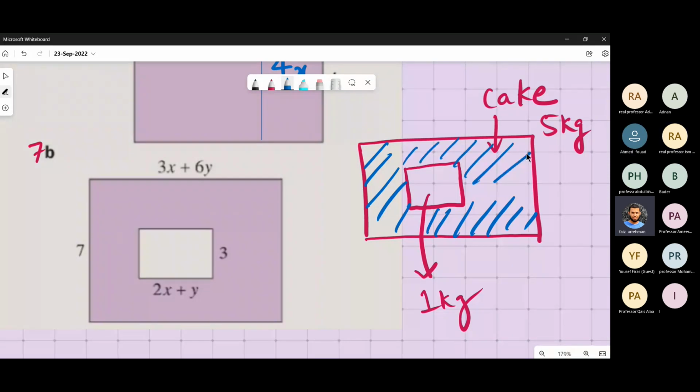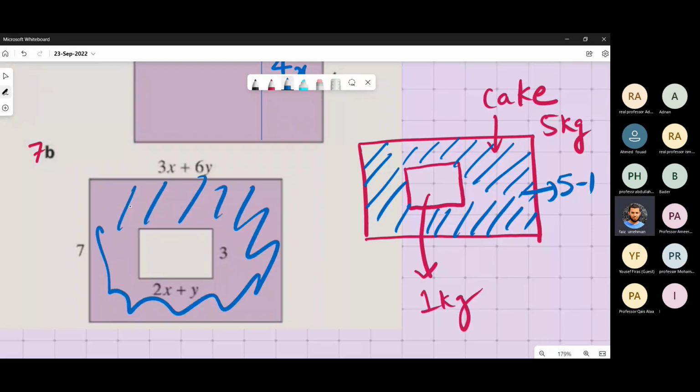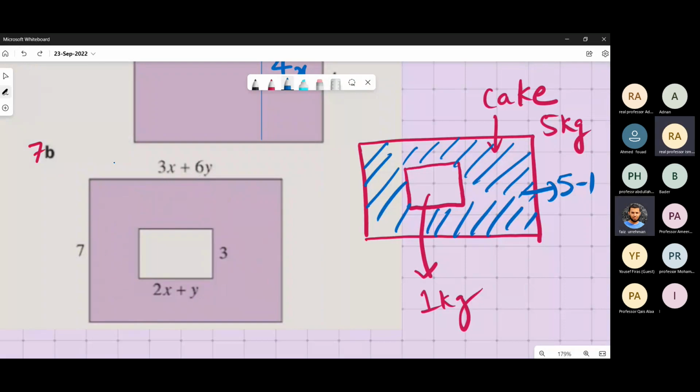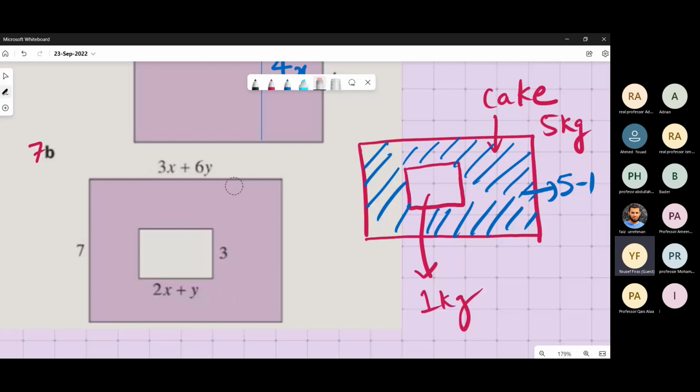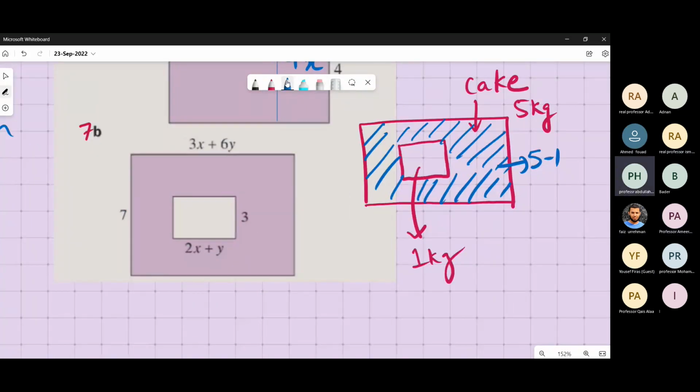So what will be the weight of this remaining cake? 5 minus 1? Yes or no? So similarly, the area of this side will be equal to the area of the bigger rectangle minus the area of the smaller rectangle. Clear? I'm sorry, I didn't understand this. So what is the area of the bigger rectangle? 7 times 3x plus 6y, correct?